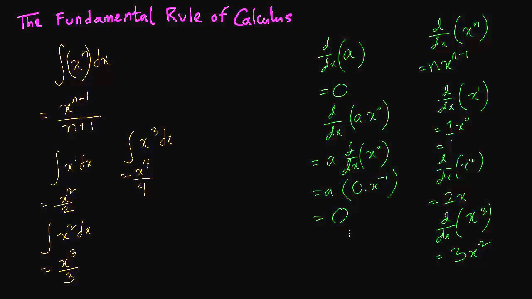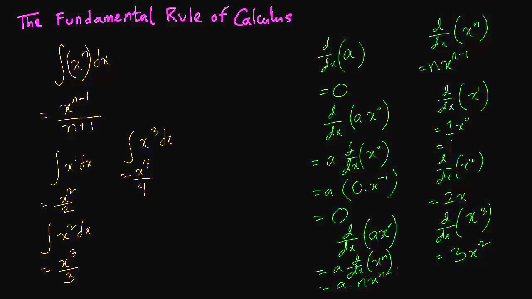So when we differentiate with any constant in front, so a x to the power n, we write the constant outside the differentiation. We keep the constant outside and we just differentiate. We write n x to the power n minus 1.